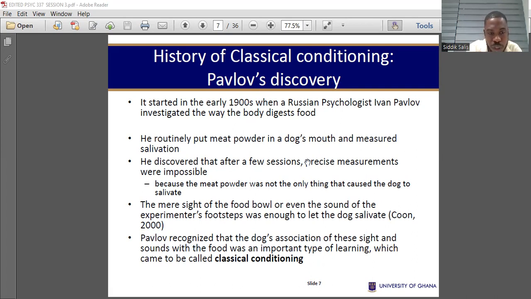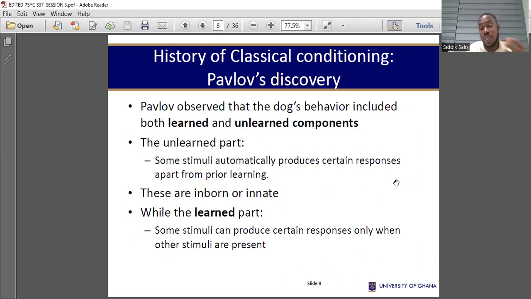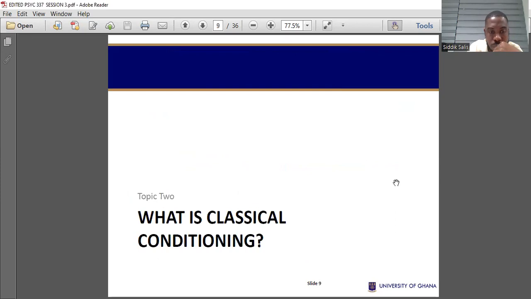Okay, so I will skip all this part, like I've already said. Pavlov recognized that the dog's association of these sights and sounds with the food was an important type of learning, which came to be called classical conditioning. We've said all this from the beginning. So in case you are now joining, we'll summarize everything here, so that in case maybe you want to go and read your slides again, if you listen from the beginning, everything has been summarized there. As we said, this introduction.